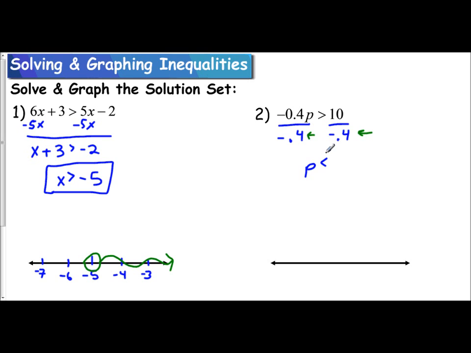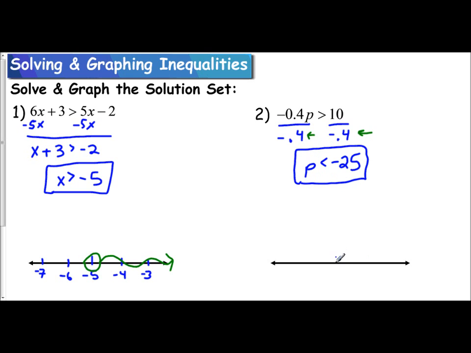And then what we're going to do is do 10 divided by negative 0.4, which gives us negative 25. Same idea. So that represents the solution set as an inequality.